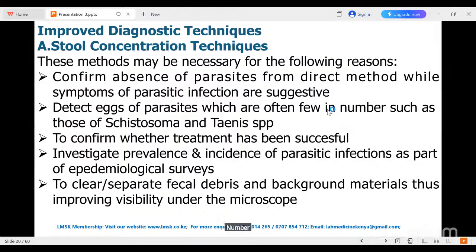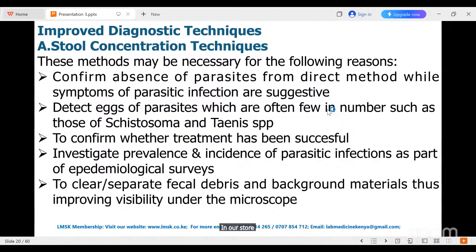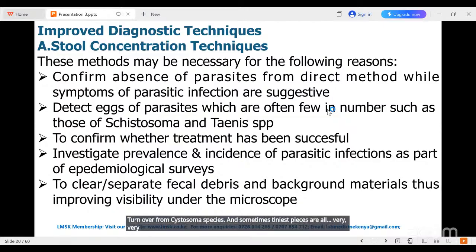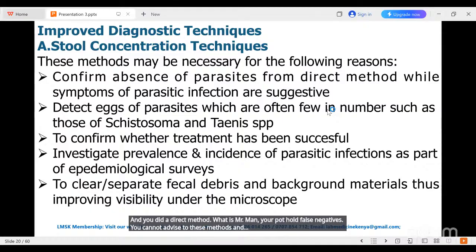Number 2, you can use them to detect eggs of parasites, which are often very few in number in our stool samples. For example, Schistosoma species. In our stool sample, you might even see less than 10 ova from Schistosoma species. And sometimes Taenia species are also very few in number in our stool samples. And you did a direct method, you always miss them and you report false negatives. You can advance to these methods and actually capture these parasites.